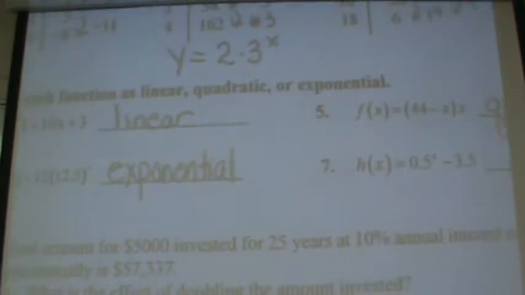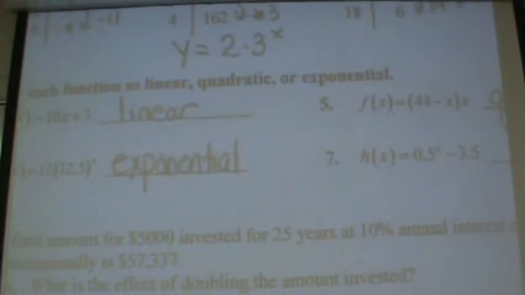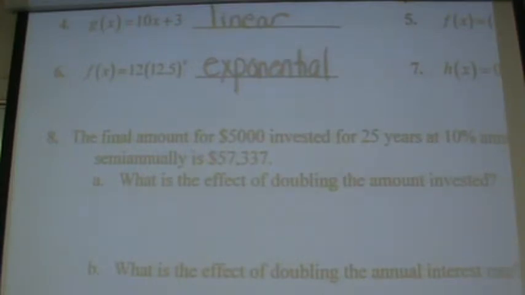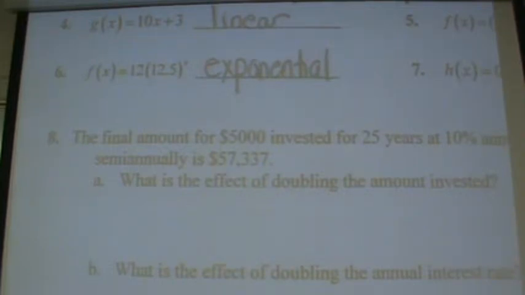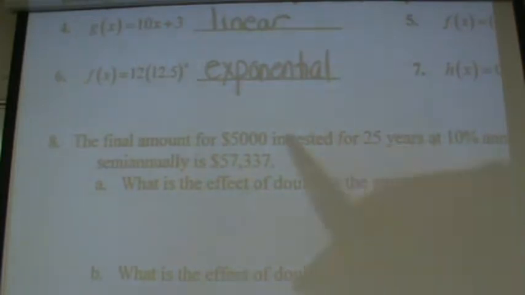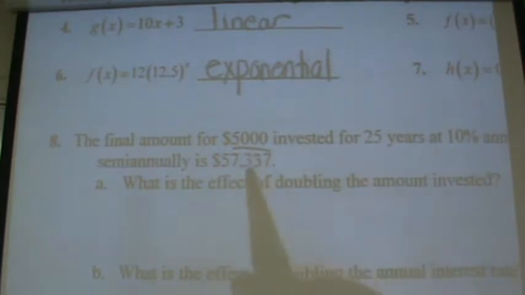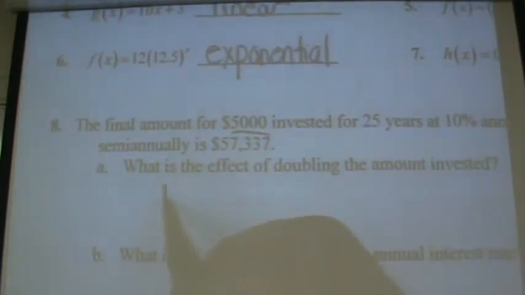Okay, next. Number 8. The final amount for $5,000 invested for 25 years at 10% annual interest compounded semi-annually is $57,000. Okay, what is the effect of doubling the amount invested? So if we took $5,000 and doubled it, how do you double 5,000? What do you get? $10,000.